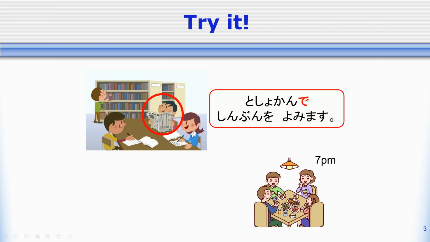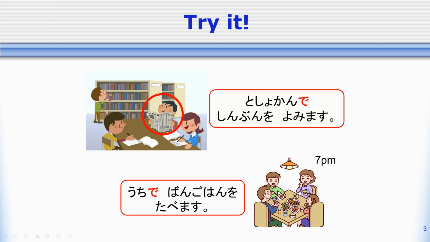How about this one? うちで晩ご飯, because it's 7 p.m., so it's dinner, right? 晩ご飯を食べます。うちで晩ご飯を食べます。So I eat dinner at my house.